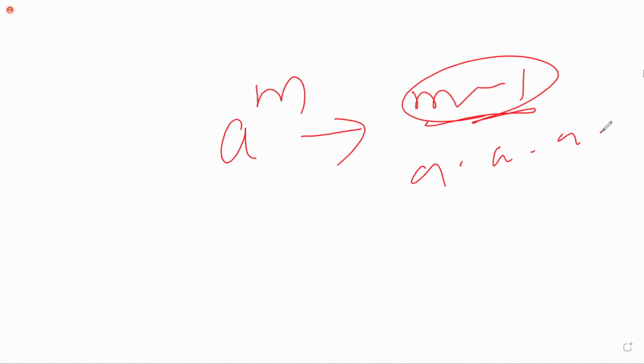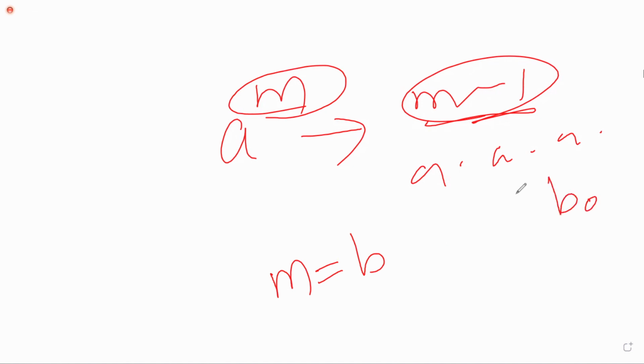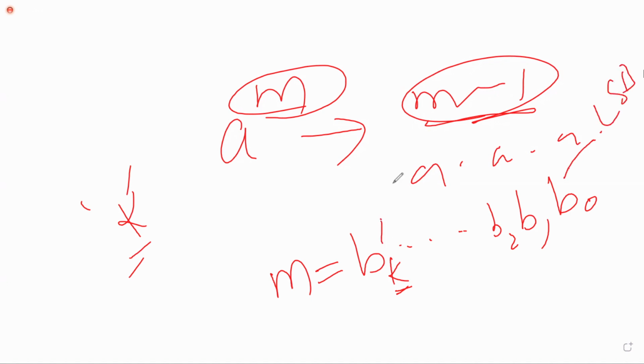So generally we are going to use the binary representation, isn't it? Whatever the number is in a power m, the power value should be represented in binary, with bits b0, b1, b2 and so on. Suppose the number of bits in m is k bits. Then we represent m as bk down to b0, where b0 is the LSB and bk is the most significant bit, MSB.